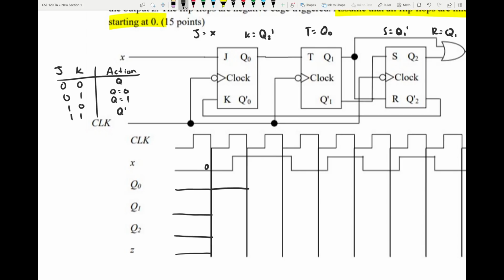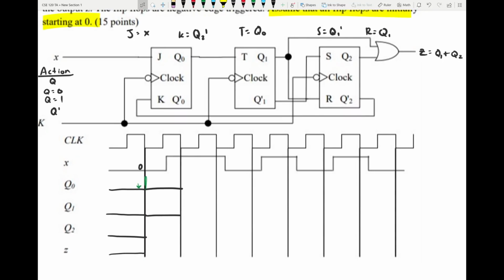Alright, Q1, that's our toggle. Now Q1 is based on Q0, but remember, we're evaluating that. So if this is the clock cycle we're looking at, we're looking right here for that update. Q0 at that point was a 0, meaning Q1 is not going to toggle. Now Q2 is a little more involved, has to deal with Q1. Q1 at that point in time was a 0, which means there's going to be a 1 going into this set input, which means that Q2 is going to become a 1.